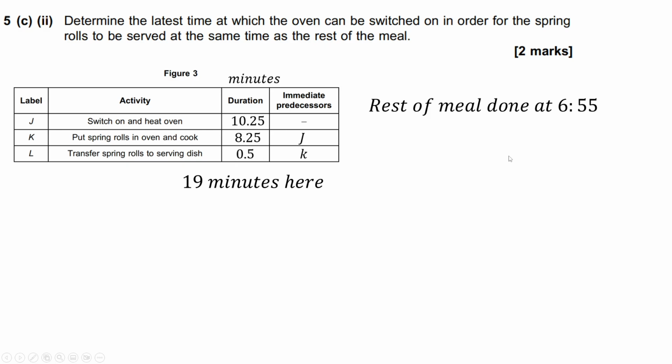Okay, so if we do 55 minutes, take away 19 minutes, that's 36 minutes. So this one must start at latest by 6:36. Because if we start this at 6:36, then 19 minutes later it'll be 6:55, and so we'll finish exactly at the same time, and that's fine. That's what we want.